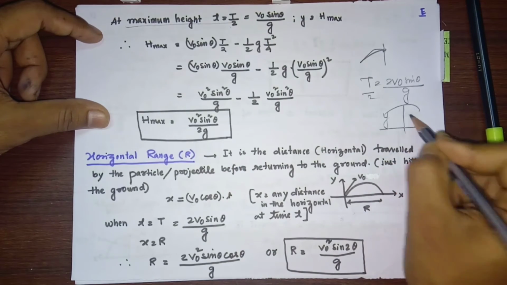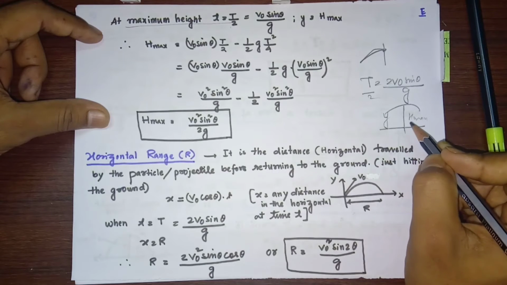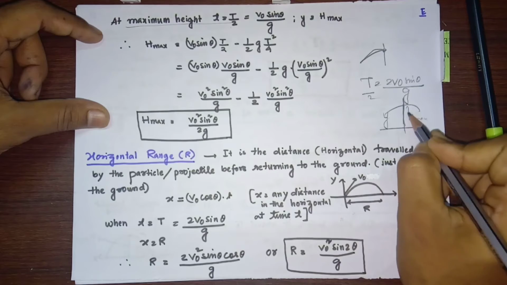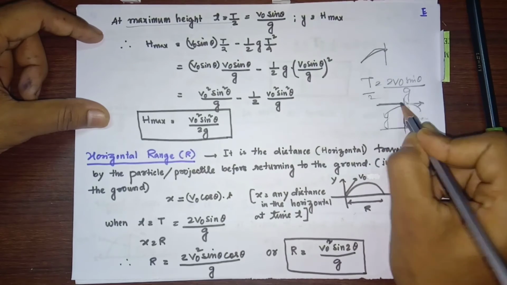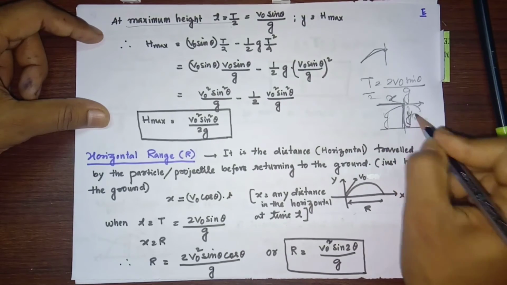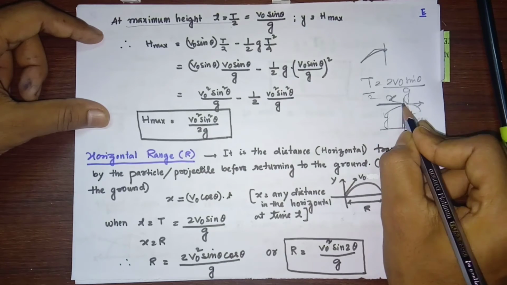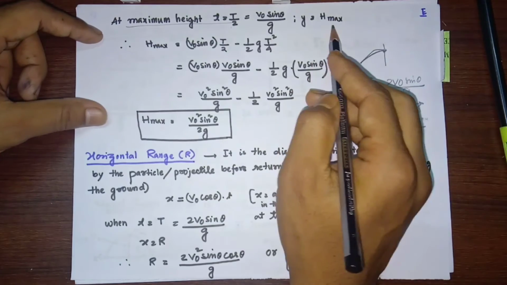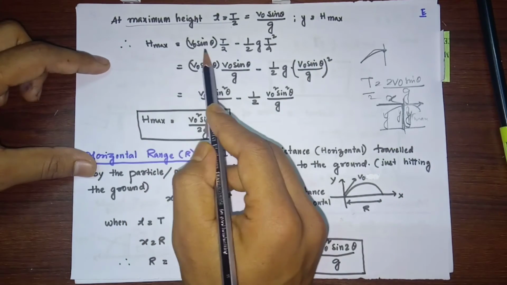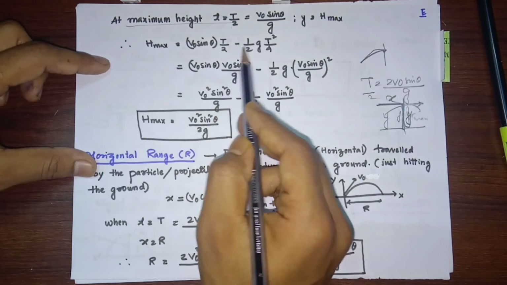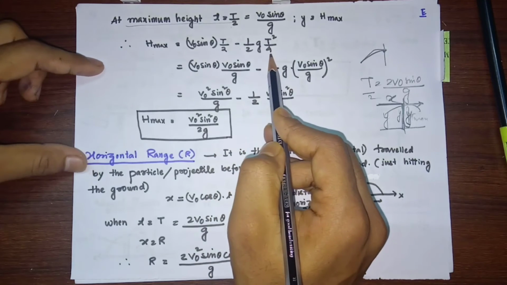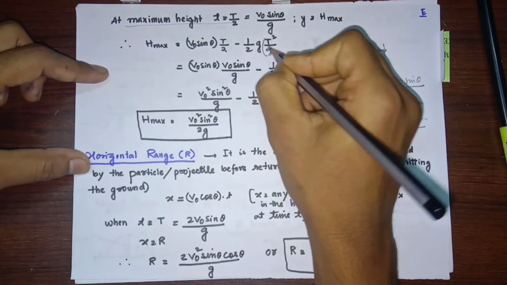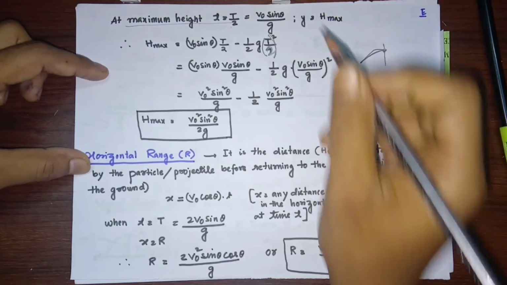And the height, that will be h max, because it is the maximum height attained by the projectile, and it is a vertical height. As I've told you, we need to take the vertical height, that is y is equal to h max. So h max equal to v naught sin theta into T by 2 minus half g into T by 2 whole square.